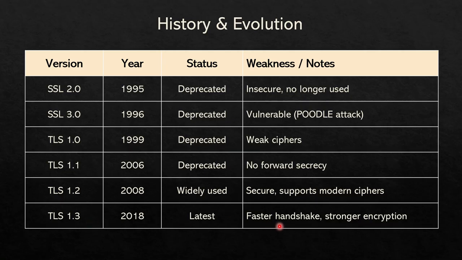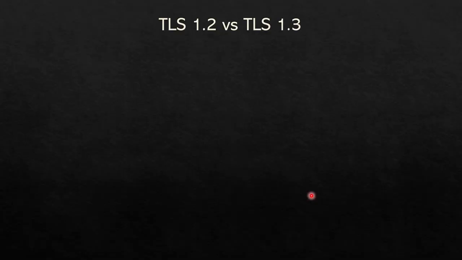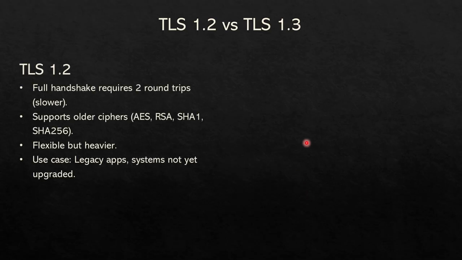It is very much faster in setting up the handshake, and the encryption is also stronger as all the older or legacy cipher suites are decommissioned from the latest version. Right, so let's move on to quickly look into the differences between TLS 1.2 and TLS 1.3. When we understand TLS 1.2, we just saw in the diagram, right? The full handshake happens, it requires two trips. So comparatively, it is slower. We'll go to 1.3 and understand how it is faster.